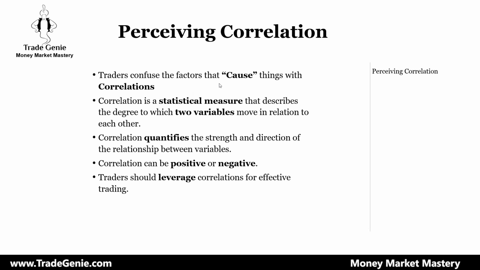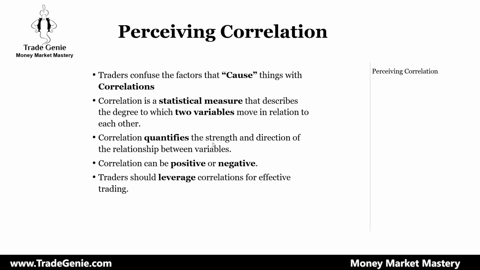So traders confuse the factors that cause things with correlations. There is a difference. So what is correlation? Correlation is a statistical measure that describes the degree to which two variables move in relation to each other. For example, if crude oil is going up, then you say, okay, let me see the crude oil stocks. So you look at Exxon and Chevron and all that. So you make that correlation. Okay, crude oil is going down or going up, and because of that these oil stocks are going up or down.